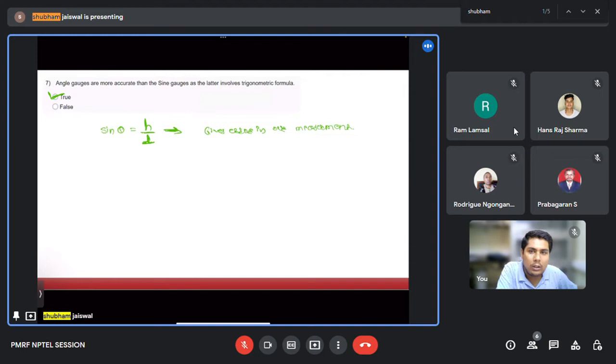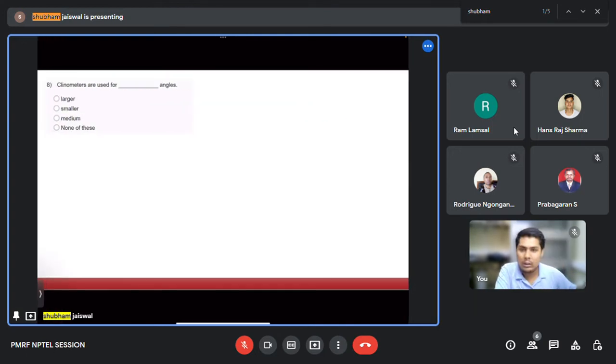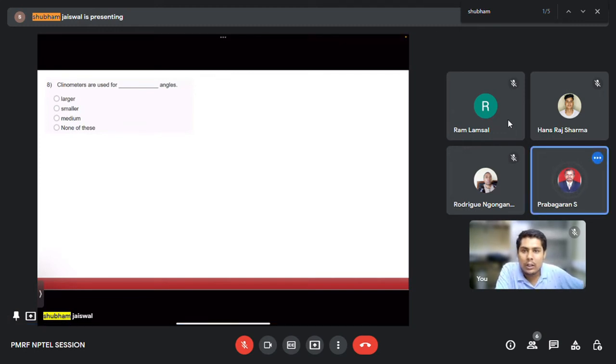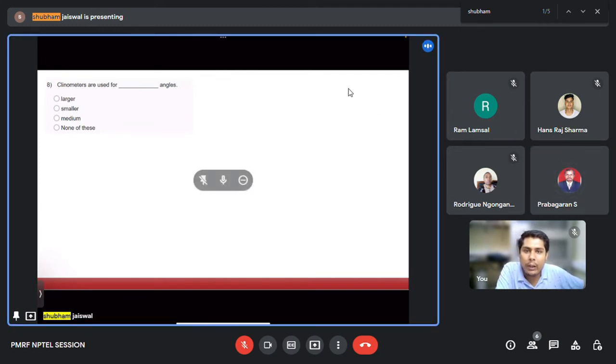Moving to our next question: clinometers are used for blank angles. Sorry, my screen is not visible. Now is it visible? It's visible, very much visible. Yeah. The clinometers are used for blank angles: larger angles, smaller angles, medium angles, or none of these.